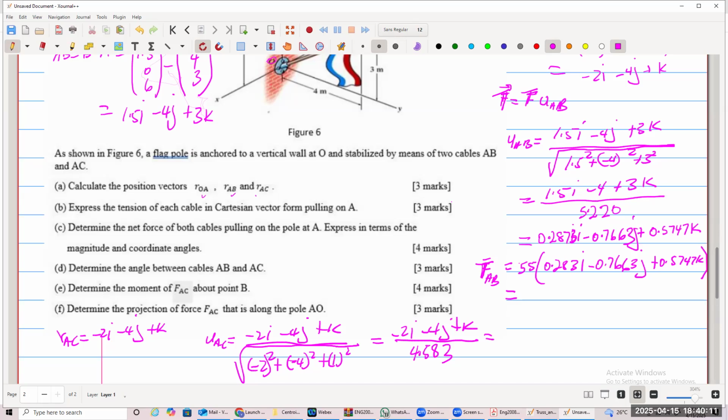How much do you get here now? The first one will be minus, you know for sure. 0 point minus something, minus 0.436. Then minus 0.873 j. And the last one is positive now, the reciprocal of 4.583, which is 0.218 k.